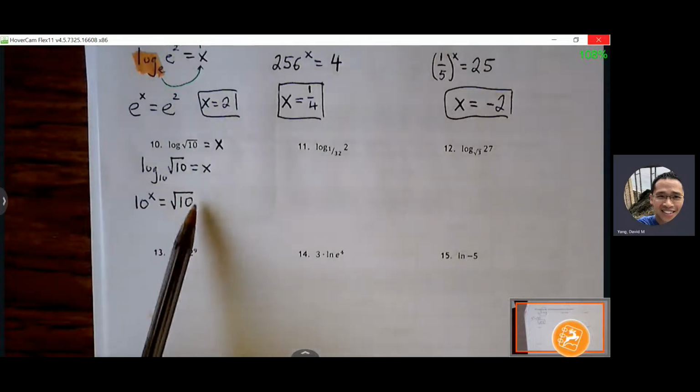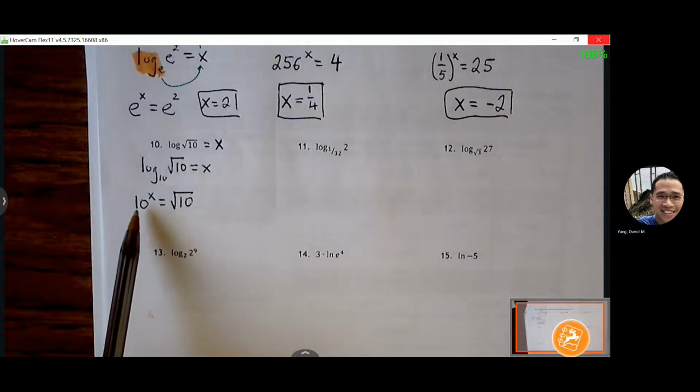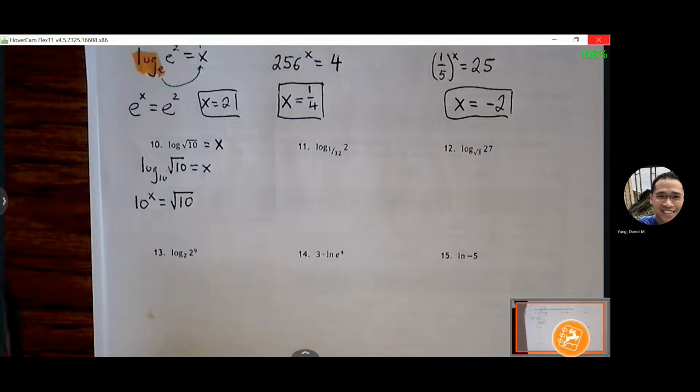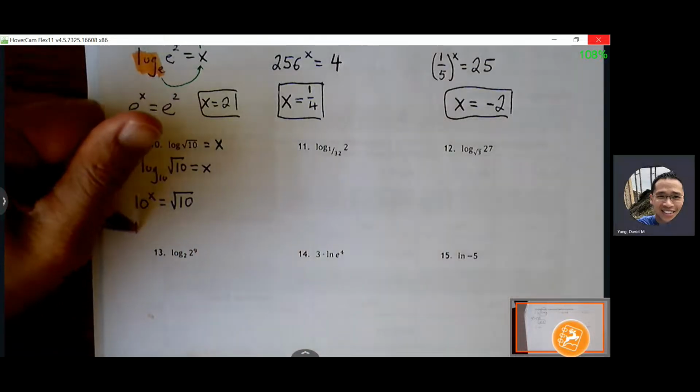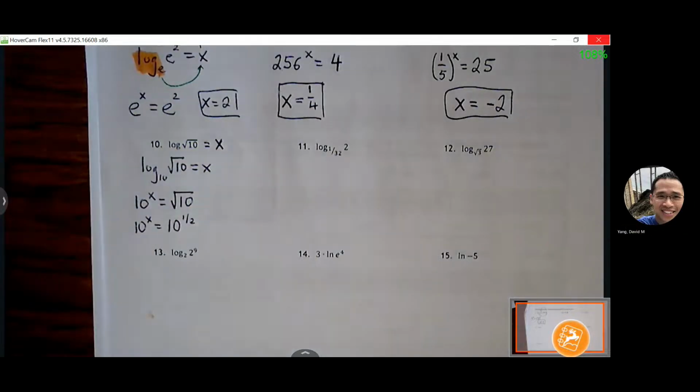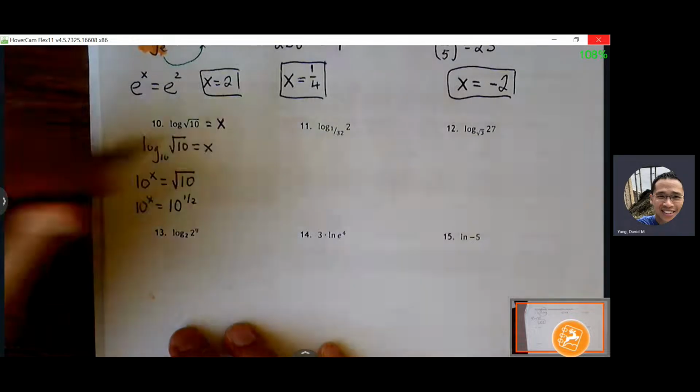All right, can I get the bases to match? Root 10 is the same thing as what? 10 to the 1/2. So x is going to be what?